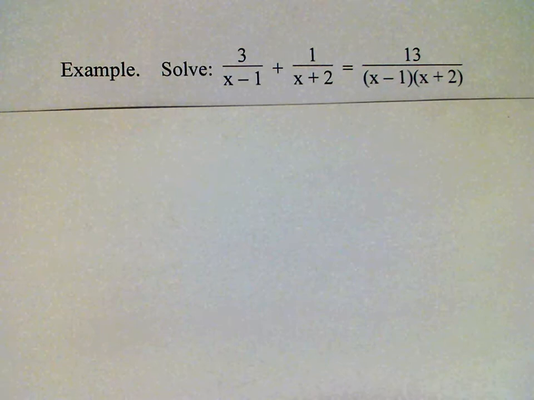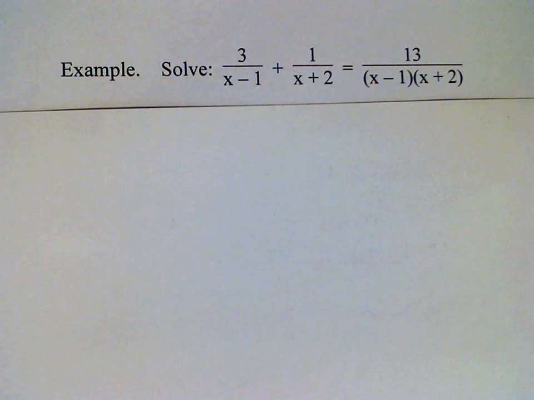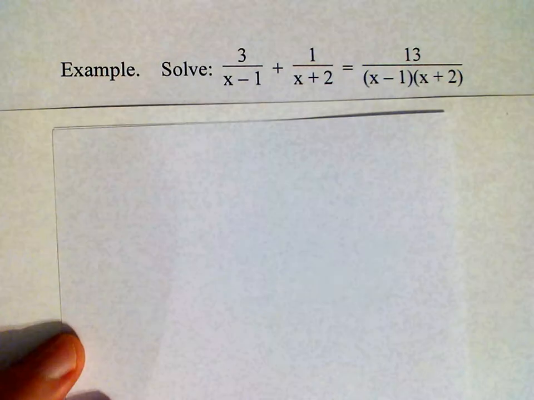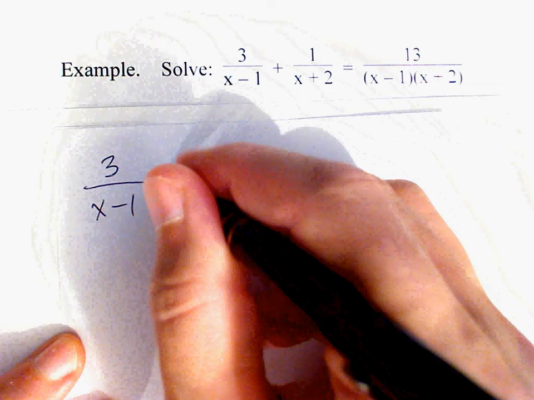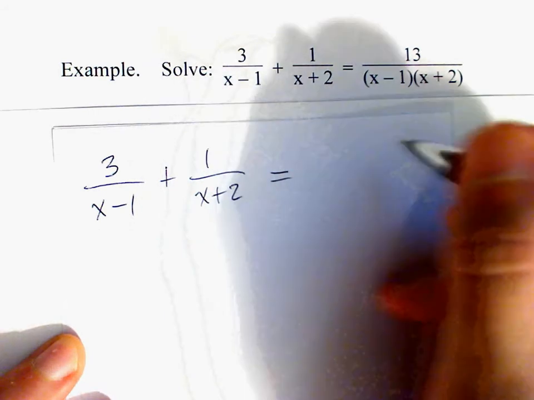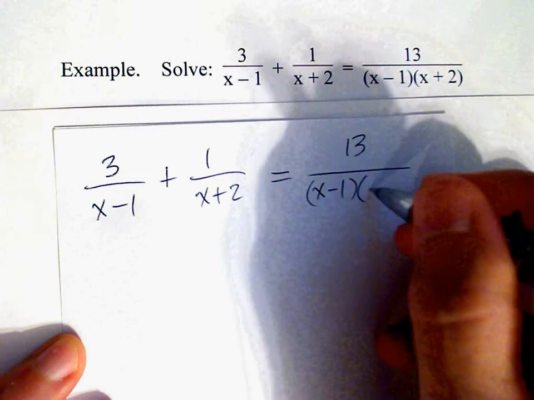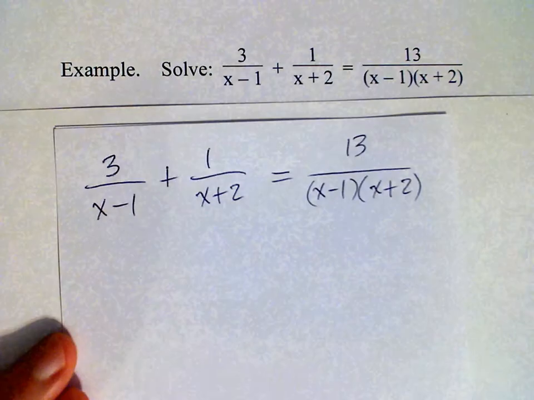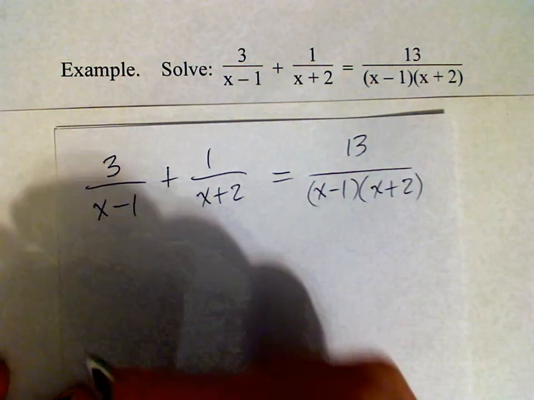Now we have three over x minus 1 plus 1 over x plus 2 is equal to 13 over x minus 1 times x plus 2. Clearly, the least common denominator this time is the product x minus 1 times x plus 2.